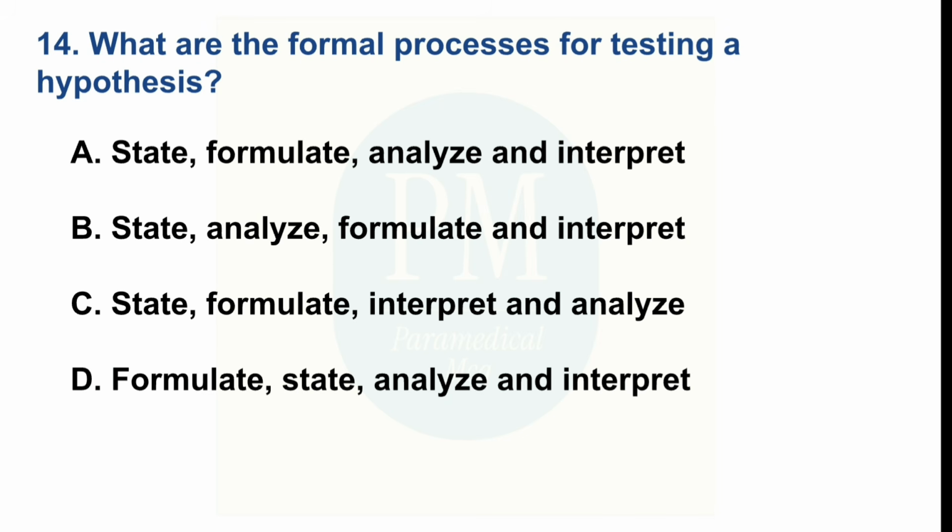What are the formal processes for testing a hypothesis? Option A, state, formulate, analyze and interpret. Option B, state, analyze, formulate and interpret. Option C, state, formulate, interpret and analyze. Option D, formulate, state, analyze and interpret. The correct option is option A. State, formulate, analyze and interpret.